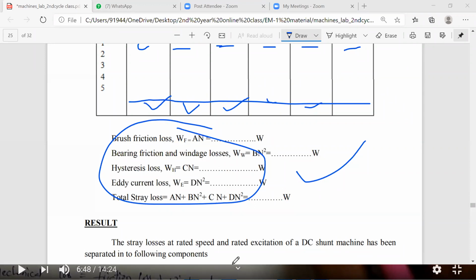So total stray losses are divided into four components. Brush friction losses, bearing and windage losses, hysteresis losses, and eddy current losses.